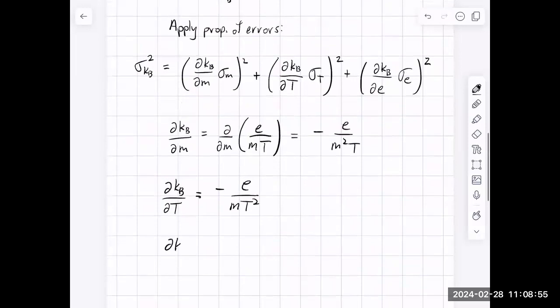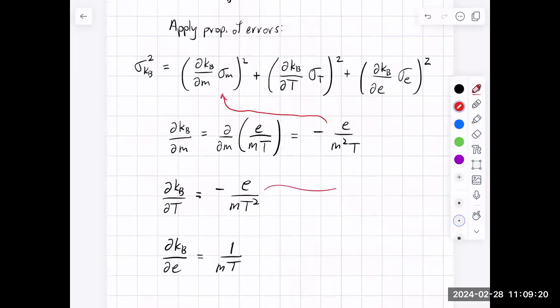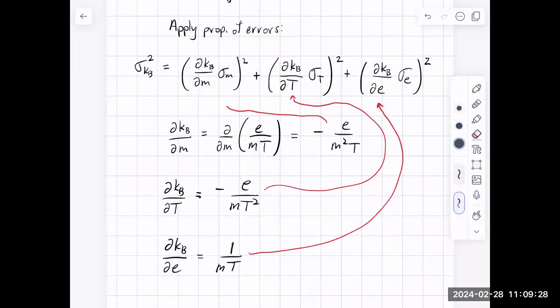And then we have to do the derivative with respect to the electron charge. That charge is in the numerator of our expression, and so this derivative is just 1 over slope times temperature. Okay, good. So all of these results are just going to be subbed into our propagation of error expression for these derivatives.